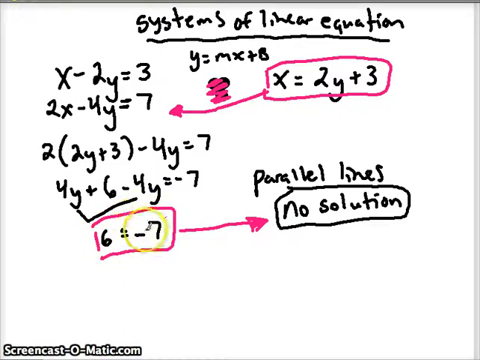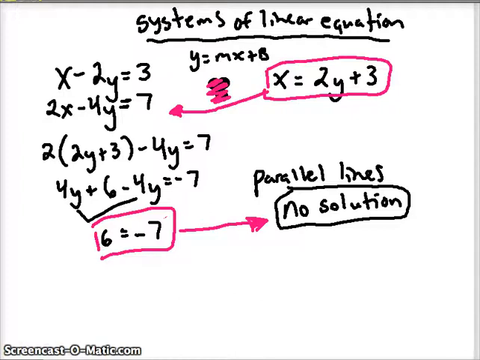And it comes in all kinds of varieties, but basically you end up with an untrue statement. This is not equal to that. And when that happens, you have no solution, and you should think, oh, we got parallel lines here, because there's no solution. There's no intersection between those two lines. Alright, so hopefully it's starting to come together here.